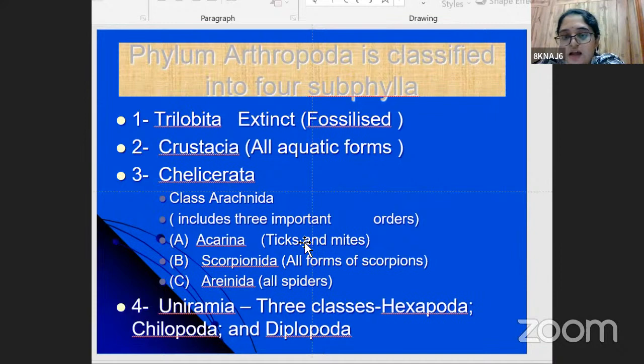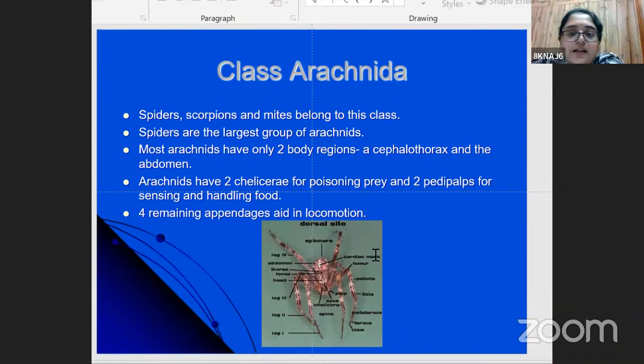They are the largest group. Spiders are the largest group of arachnids. They only have two body regions, that is a cephalothorax and an abdomen. They have two chelicerae, and poison glands are also present, because of which they can poison the prey. And there are two pedipalps for sensing and handling the food. The remaining four appendages help in locomotion.